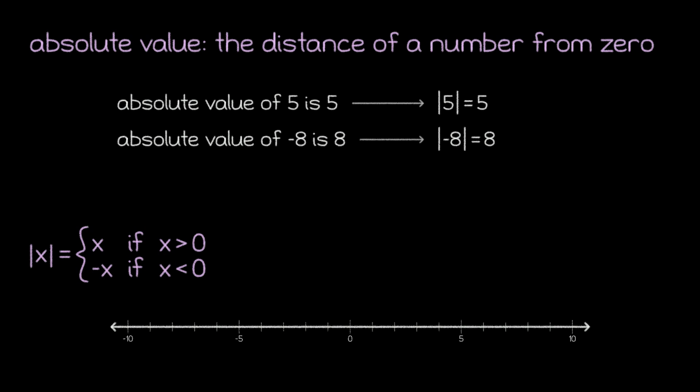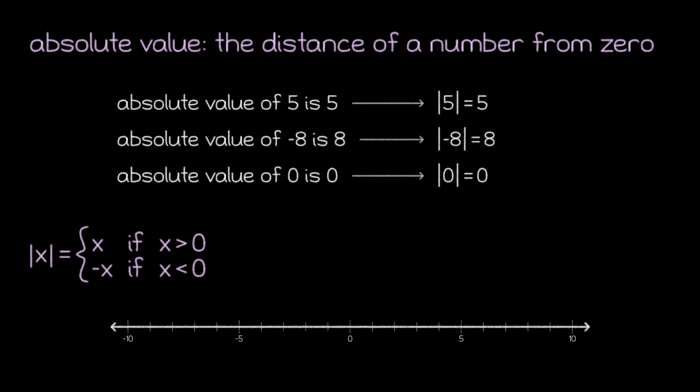Now, you may have noticed that we haven't discussed the absolute value of one special number. We've talked about the absolute value of all the positive numbers and all the negative numbers, but are there any numbers that are neither positive nor negative? Well, yes. 0 is the boundary between the positive and negative numbers, so it doesn't fit into either category. So what's the absolute value of 0? Well, it would be the distance from 0 to 0, which is 0.